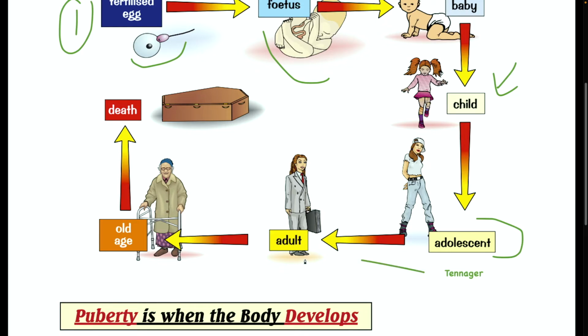Teenager. This is another name to say adolescent, okay? And after that, we become adult. And then we get old, of course. And then in the end we die, right? So that's why we have here death. This is the natural life cycle of a human, right? Everybody goes through that, I'm gonna do that, you're gonna do that. So this is how it works.